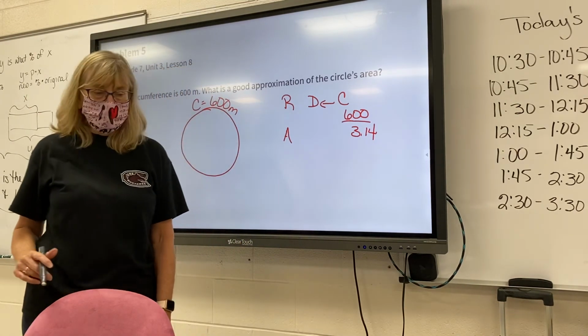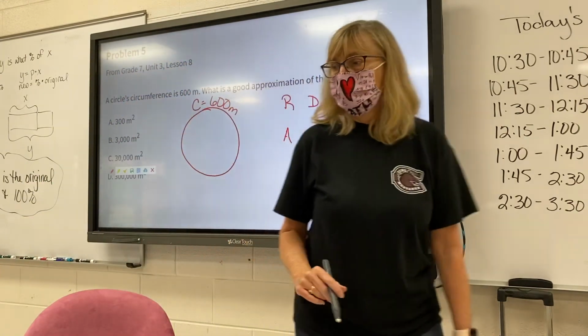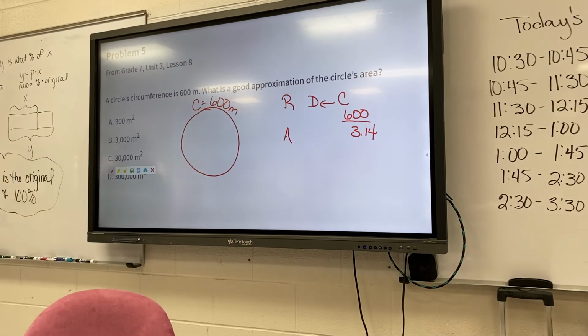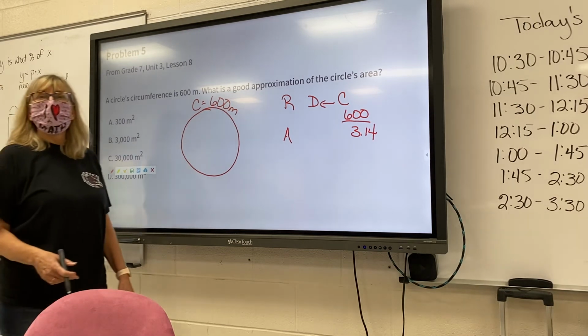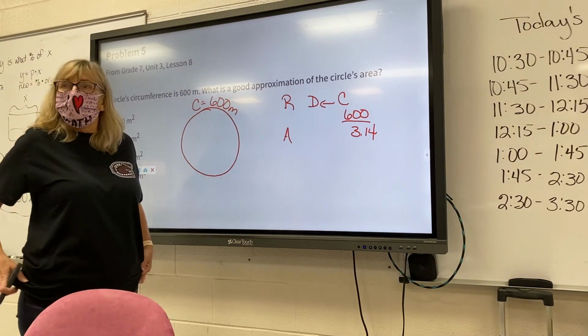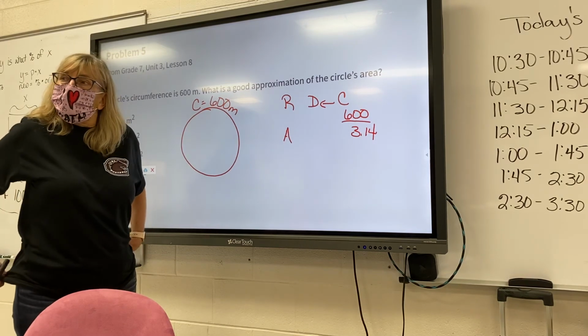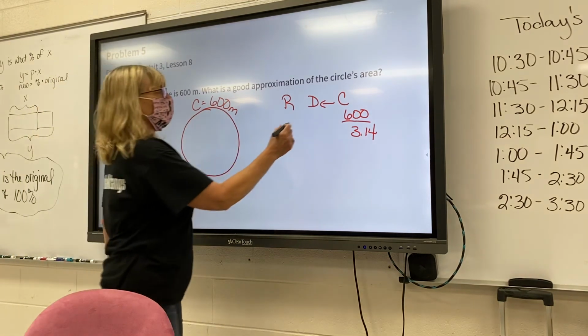Probably some nasty number. You got calculators, don't you? Do you have a calculator in your notes? Okay, let's go. What's 600 divided by 3.14? And what are the big numbers? 191.0. All right, we'll just call it 191.